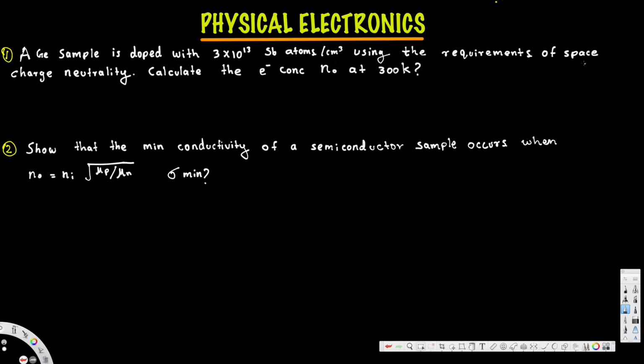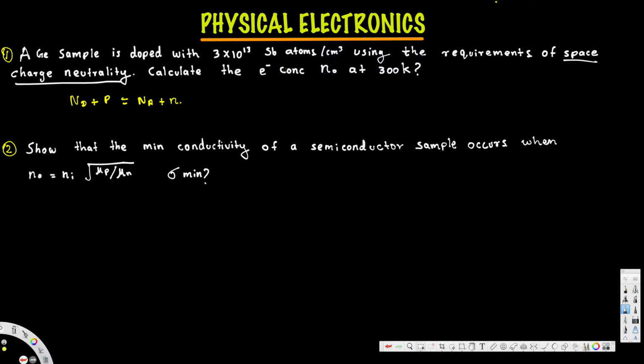So here they are saying space charge neutrality. This means the total positive charge is equal to the total negative charge, which can be written this way. We can write Nd plus P is equal to Na plus N.